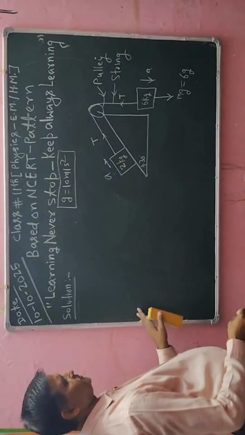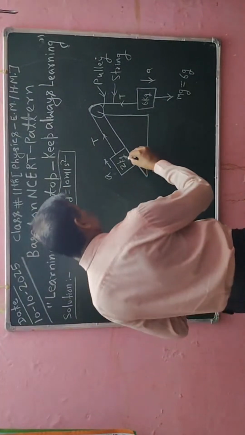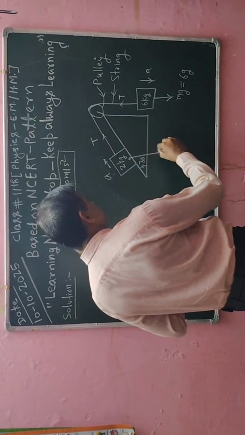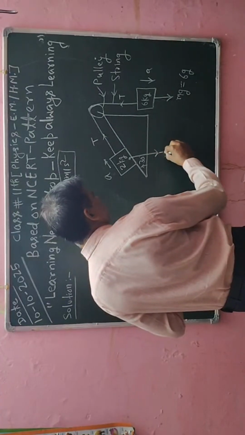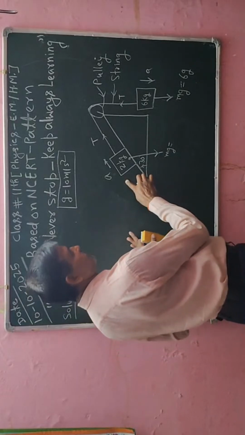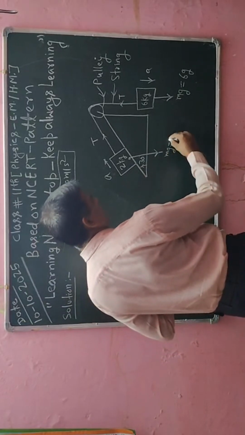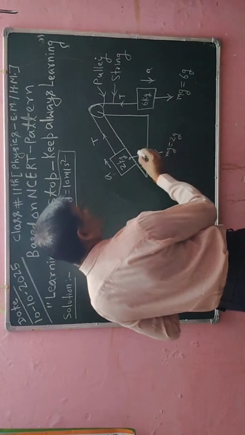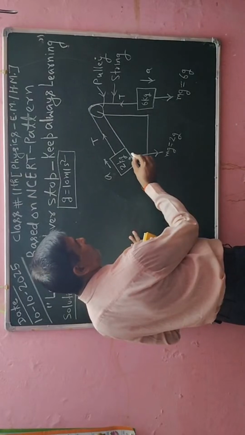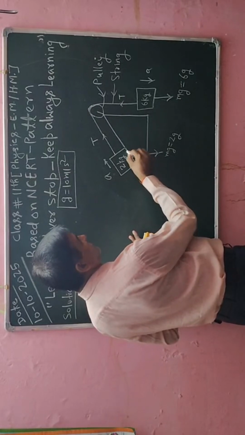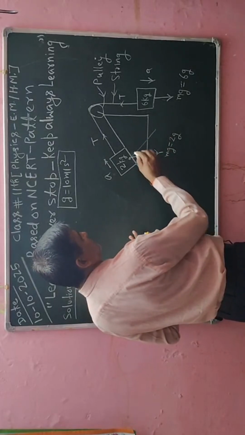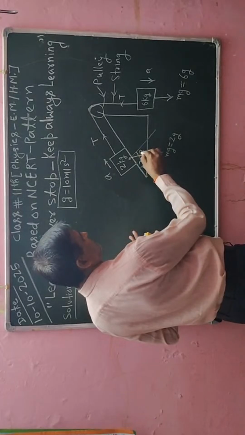Now here one force is acting downward, that force is mg, but this object has mass 2 kg, so in place of m I have to put 2g. So now I will draw a line which is perpendicular to the inclined plane. I will draw like this. If this angle is 30 degree, then this angle will be 30 degree.